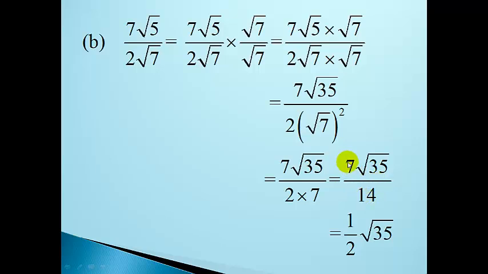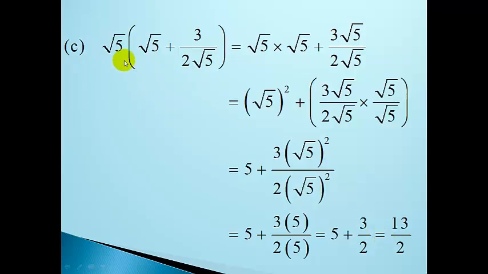Now 7 goes into 7 once, but 7 goes into 14 twice. That is how we have a half. Don't forget, we have root 35 here. So the final answer is half root 35, that is 1 over 2 root 35.